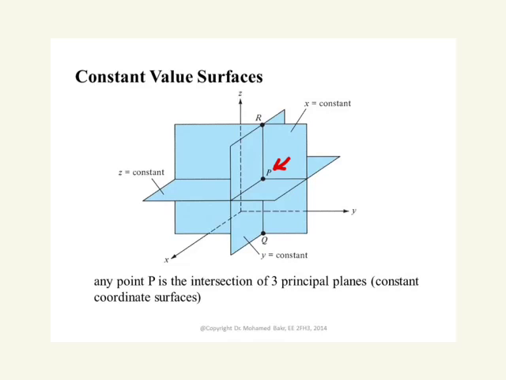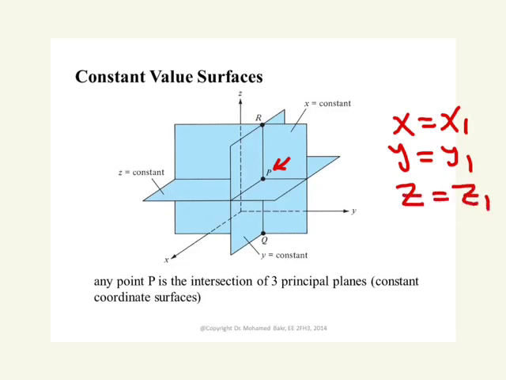Remember, when you say that x is equal to x1, this defines a plane parallel to the yz plane. And when you say that y is equal to y1, this defines a plane parallel to the zx plane. And when you say z is equal to z1, this defines a horizontal plane parallel to the xy plane. And if you have any point whose coordinates are x1, y1, and z1, you'll see that this point is really the intersection of all these three planes.